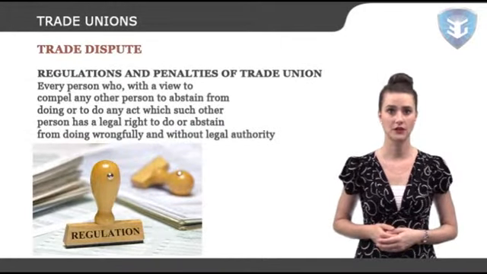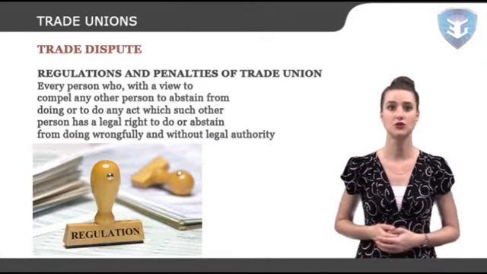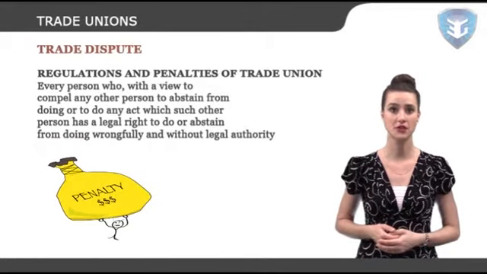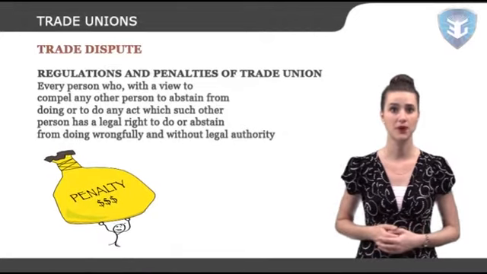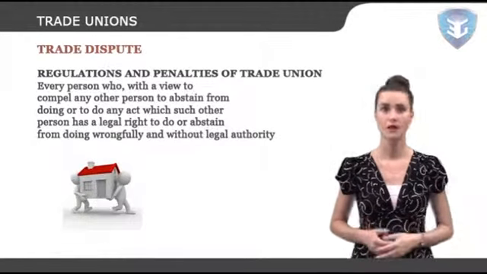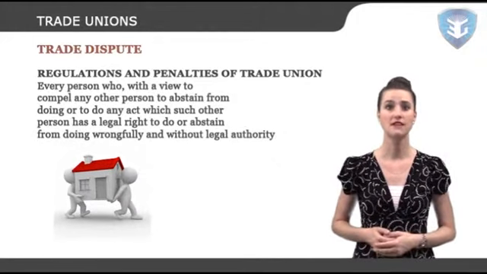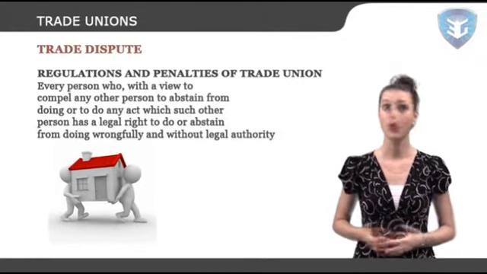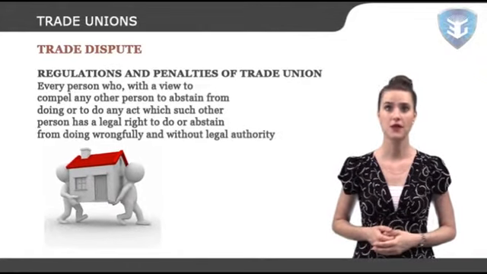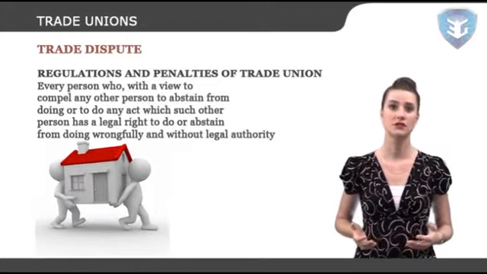Regulations and penalties of trade union. Every person who, with a view to compel any other person to abstain from doing or to do any act which such other person has a legal right to do or abstain from doing, wrongfully and without legal authority, uses violence to or intimidates such other person or his wife or children or injures his property, or persistently follows such other person from place to place, or hides any tools, clothes, or other property owned or used by such other person, or deprives him of or hinders him in the use thereof, or watches or besets the house or other place where such other person resides or works or carries on business, or happens to be, or the approach to such house or place.